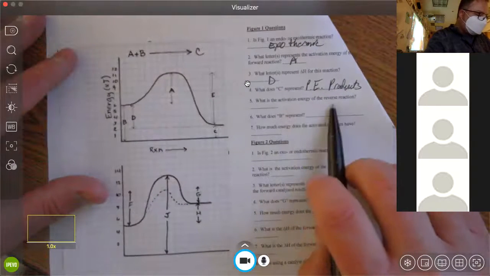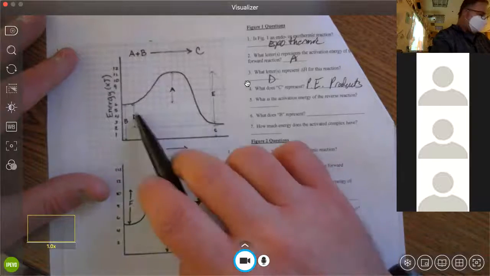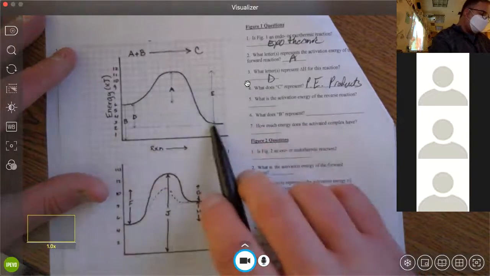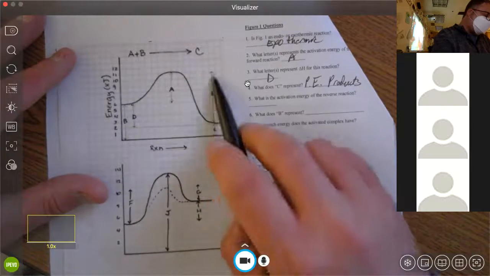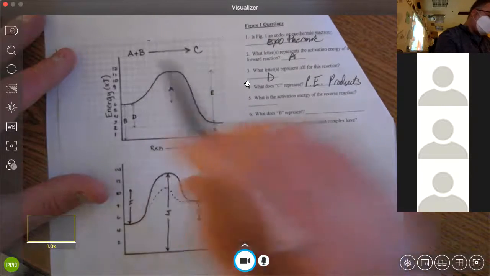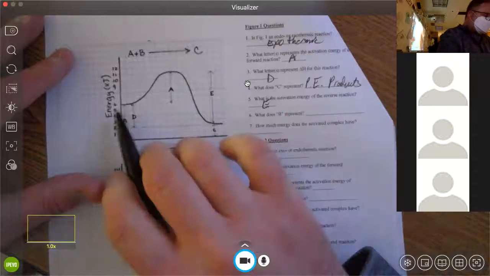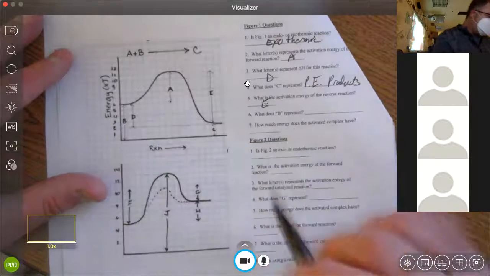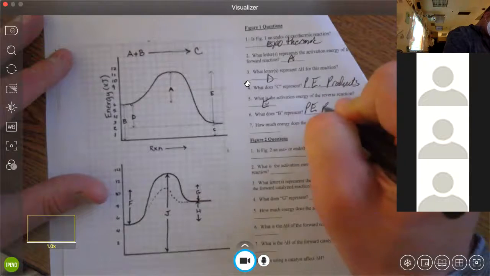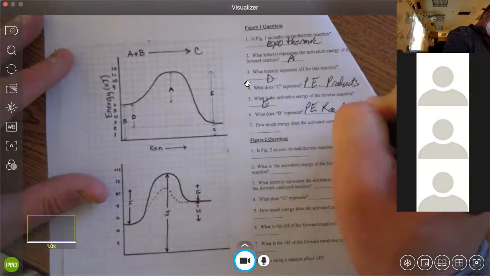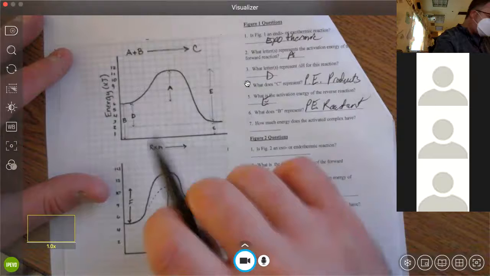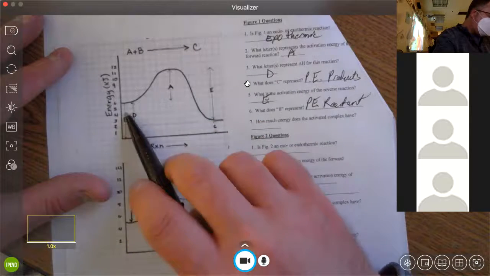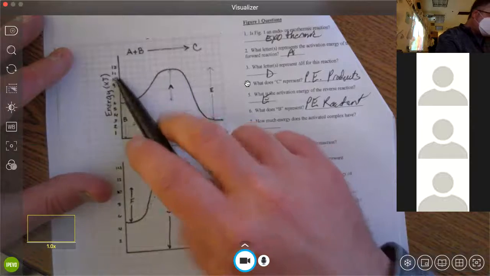What is the activation energy of the reverse reaction? So if we imagine that this is a roller coaster ride that goes forward and backward, then to get up this hill, we need that much energy, which is E. The forward way is A. The reverse is E. What does B represent? That's the potential energy of the reactants. How much energy does the activated complex have? That would be C plus E, or B plus A, or we could just go with 11 kilojoules.